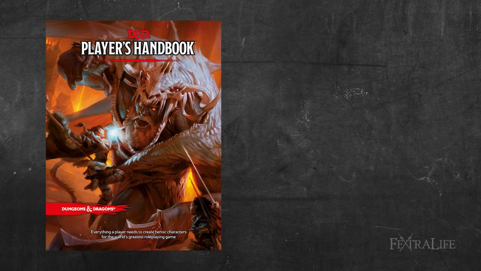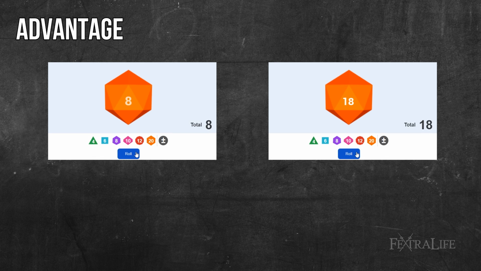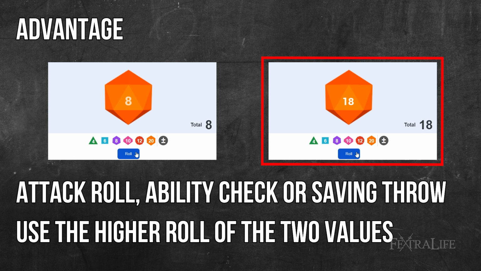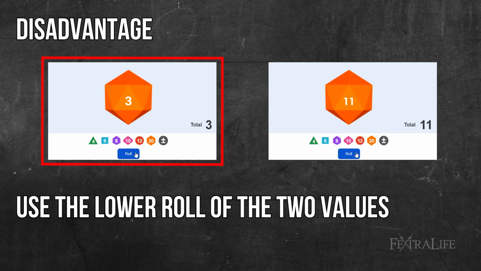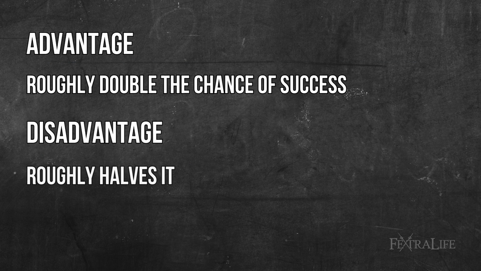Like many things in Dungeons & Dragons, advantage and disadvantage are applied to the roll of the D20. Advantage means that you roll the D20 2 times when making an attack roll, ability check, or saving throw, and use the higher of the two values. Conversely, disadvantage means that you roll the D20 2 times using the lower of the two values. Advantage roughly doubles your chances for success, while disadvantage roughly halves it.